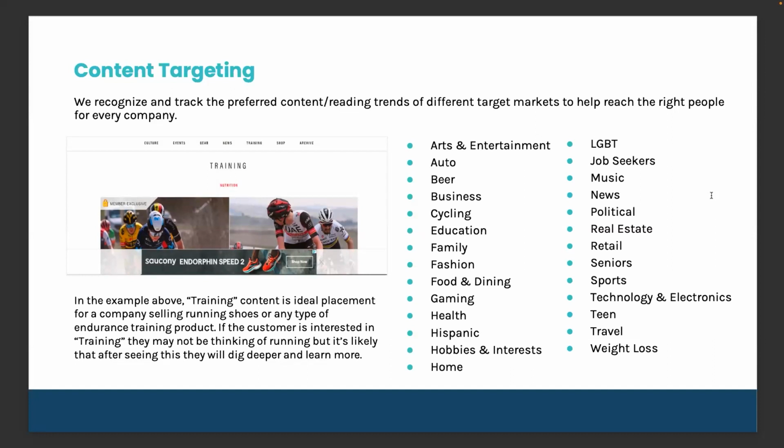And there's a lot of different categories here. We can incorporate whichever ones work best. So oftentimes we'll layer in content targeting with behavioral targeting and see which one's performing the best, and then optimize your campaign to serve more display ads towards those categories that are performing the best.